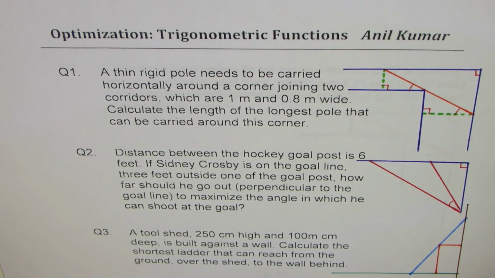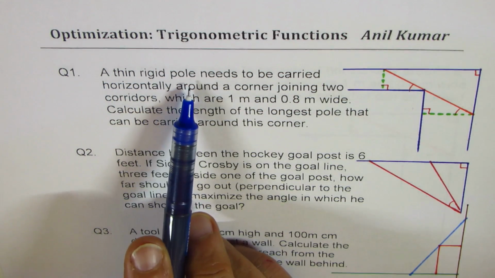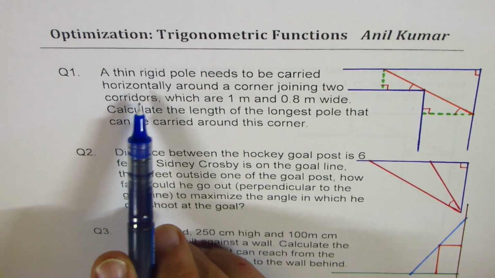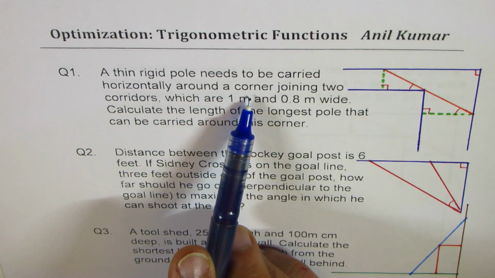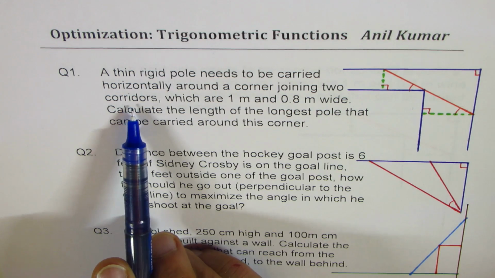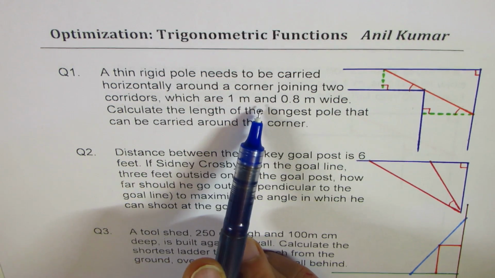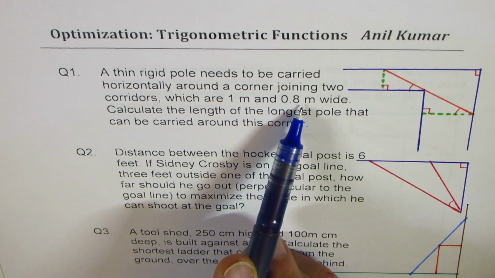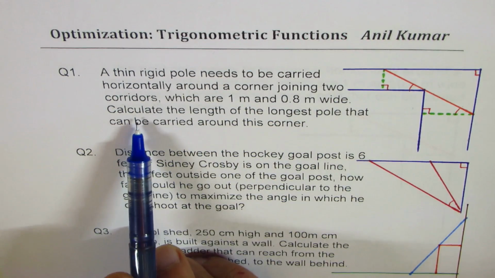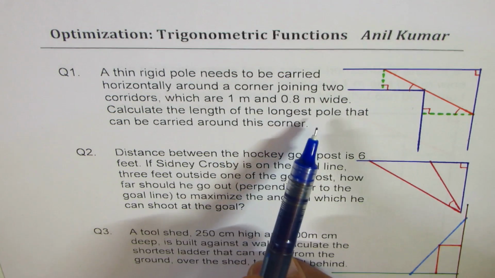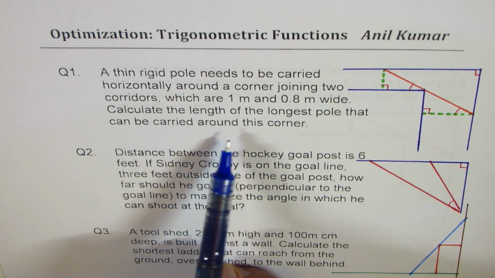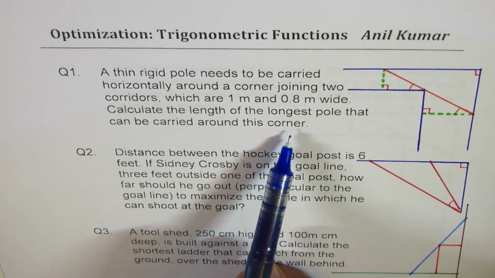Now let's discuss. Question number 1 here is, a thin rigid pole needs to be carried horizontally around a corner joining two corridors, which are 1 meter and 0.8 meter wide. Calculate the length of the longest pole that can be carried around this corner.